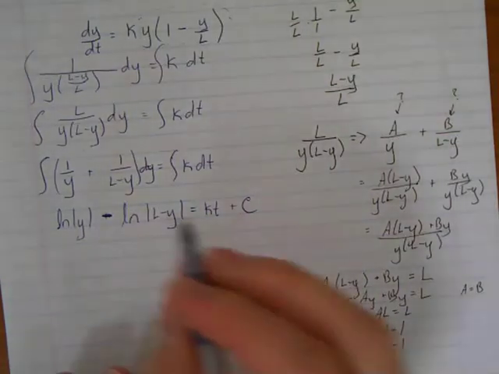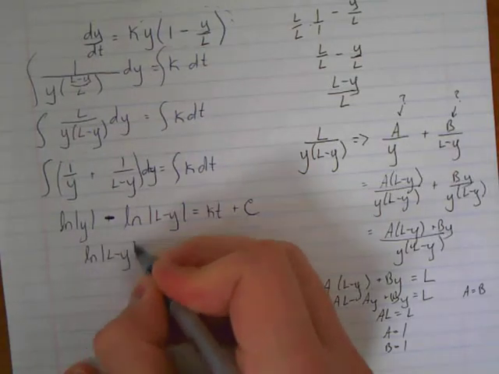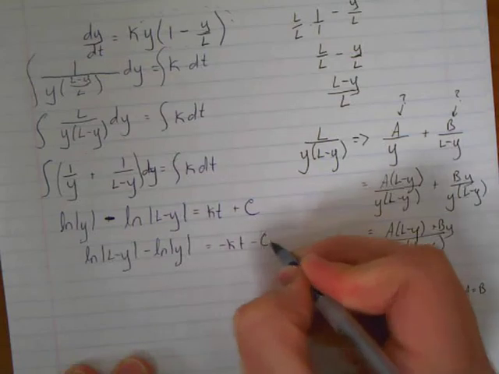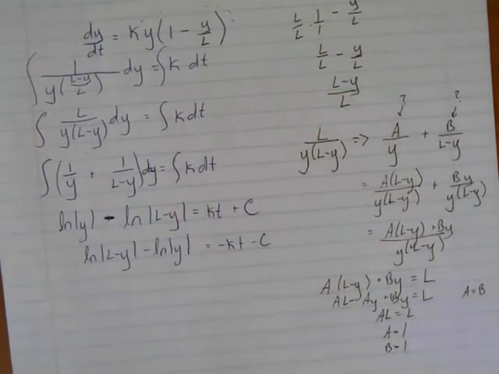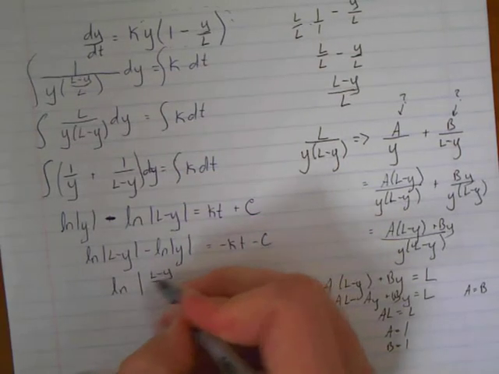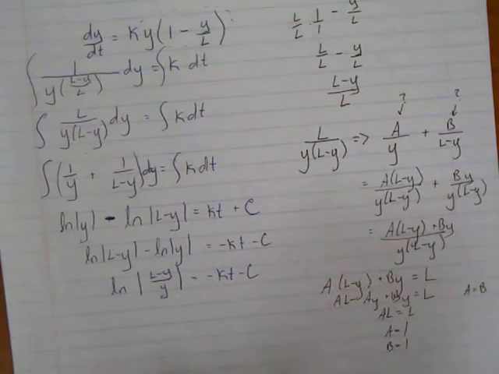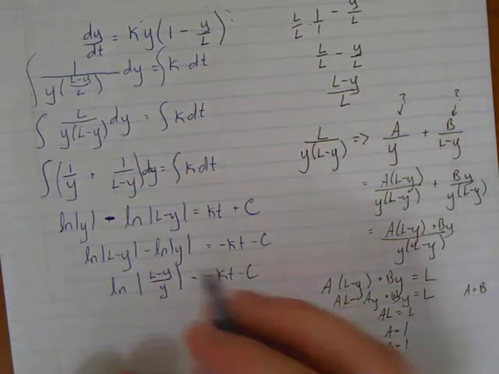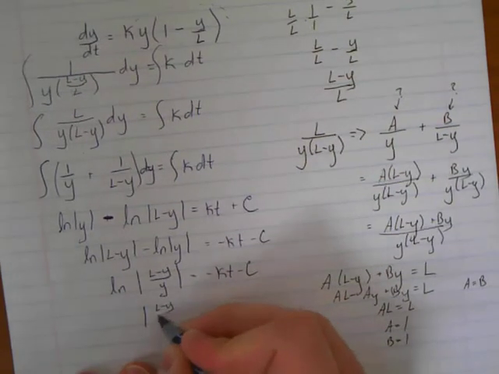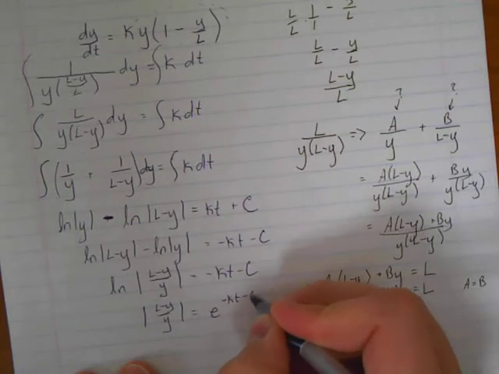But what we're going to do is multiply both sides by -1. So that becomes natural log of L minus y minus natural log of y equals negative kt minus c. All right, you'll see why we did that in just a second. On the left, I'm going to simplify a little bit more. It's going to be natural log of (L minus y) over y, properties of logarithms. And now I'm going to try and solve for y, so I'm going to base e both sides. So I'm going to get absolute value of (L minus y) over y equals e to the negative kt minus c.